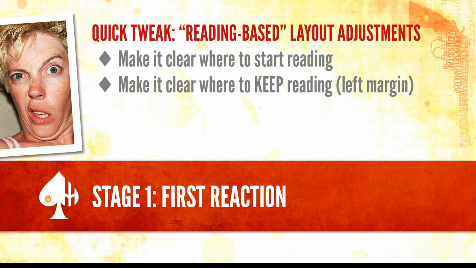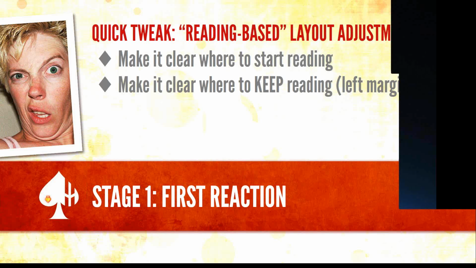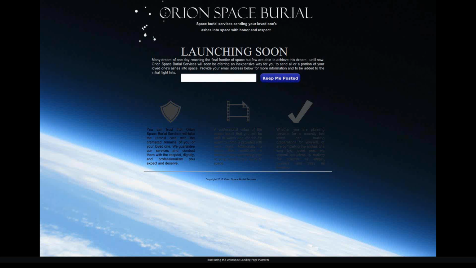And when we're reading, especially with longer text, our eye is always jumping back to the left-hand margin. That's where we anchor our eye path. And if we lose a left-hand margin, we have to find it again before we can keep reading. It's just how we read. So it has to be very clear where to keep reading, which means that your left margin needs to be very obvious.